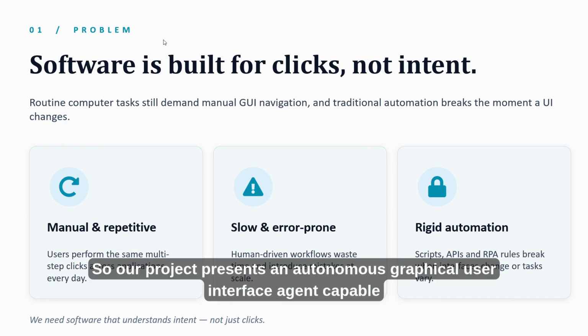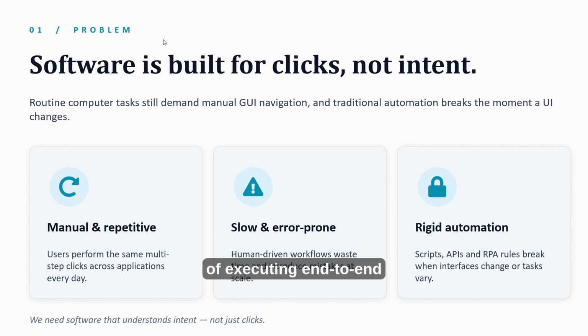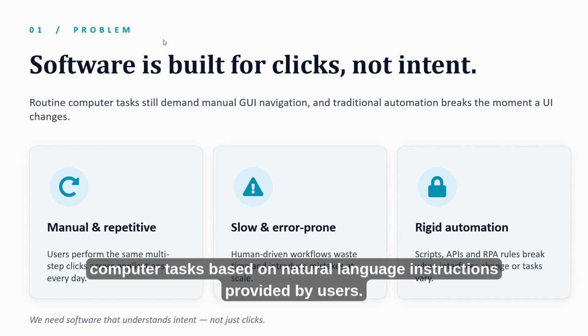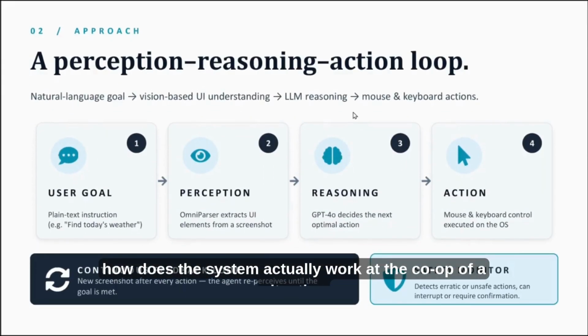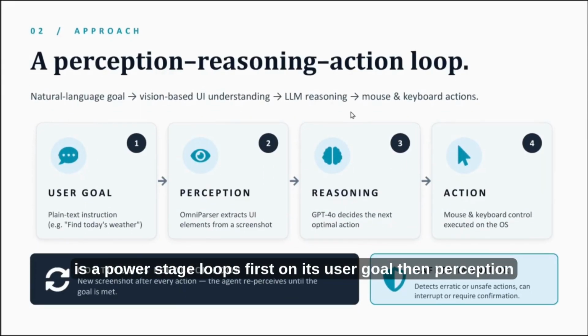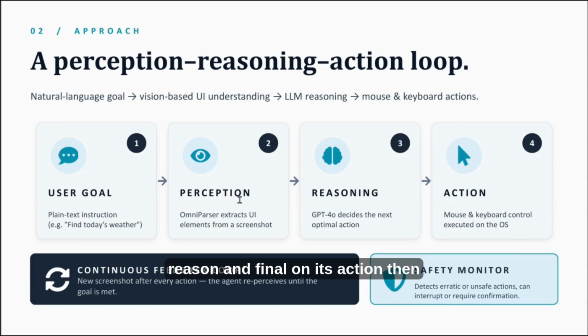So our project presents an autonomous graphical user interface agent capable of executing end-to-end computer tasks based on natural language instructions provided by users. So how does the system actually work? At the core of our solution is a four-stage loop. First is user input, then perception, reasoning, and the final one is action.